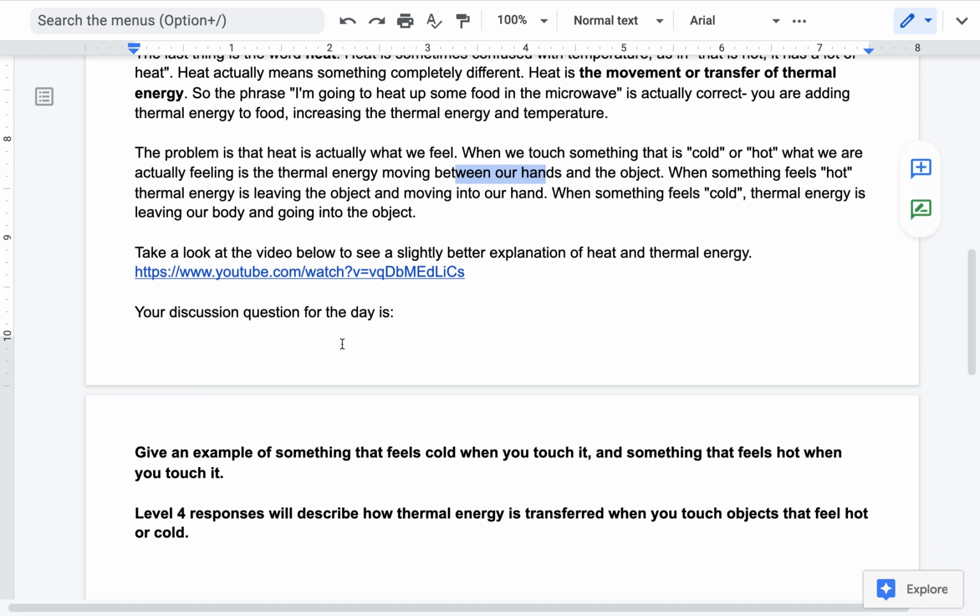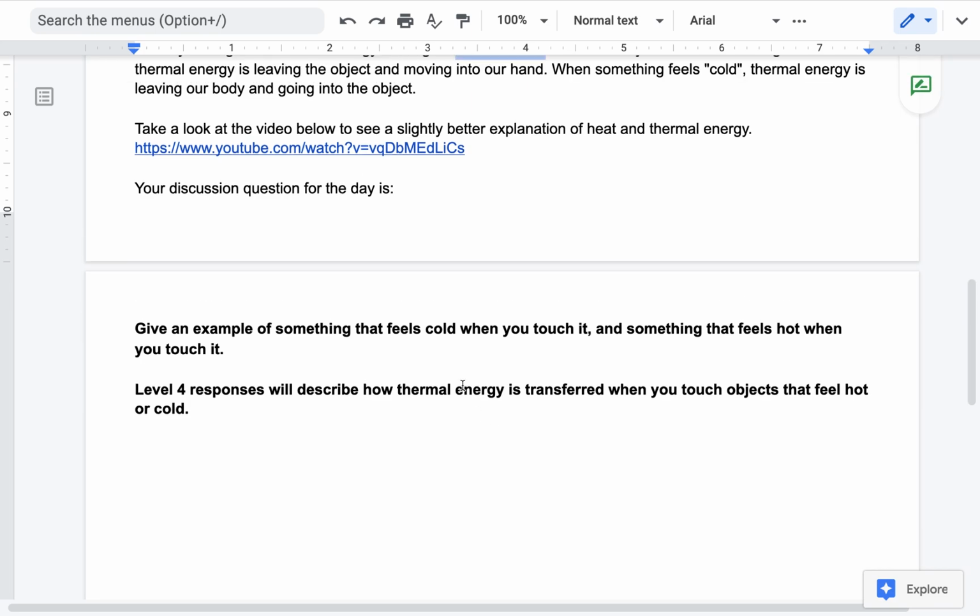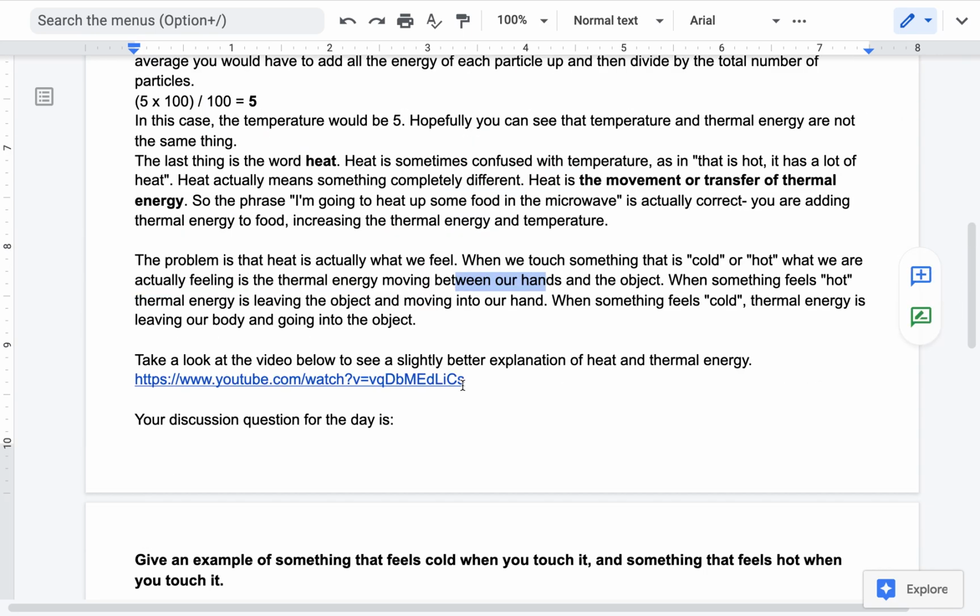So your discussion question for the day is, give an example of something that feels cold when you touch it and something that feels hot when you touch it. Now, if you want a level 4, you need to talk about how the thermal energy is moving when you touch an object that feels hot and when you touch an object that feels cold. Now, I've just explained that, so all you have to do is write it out.